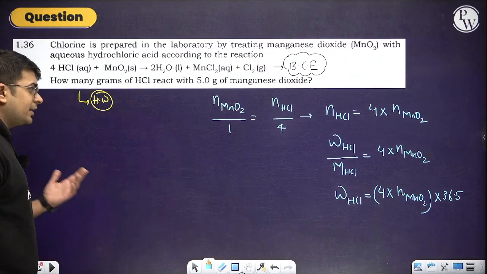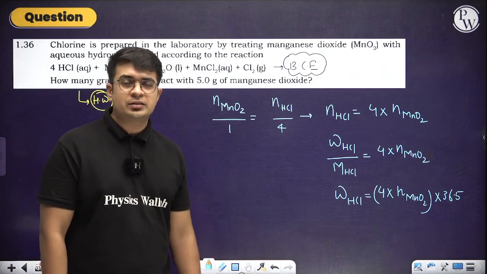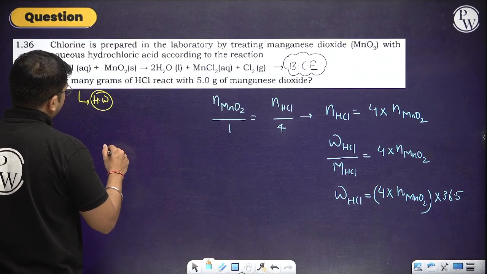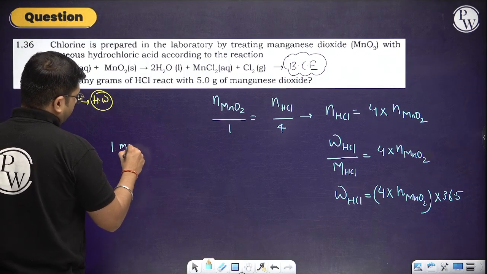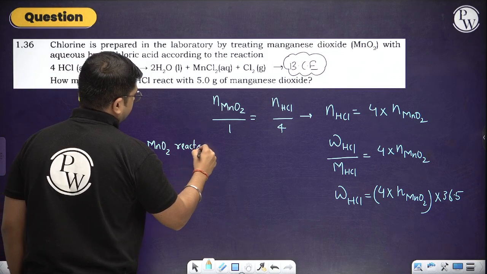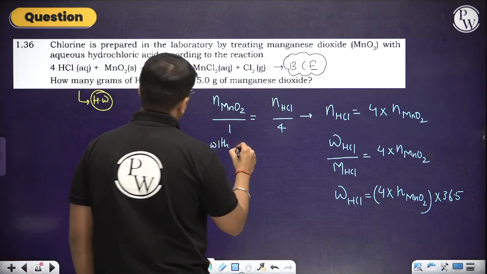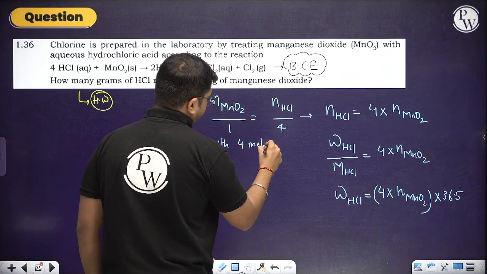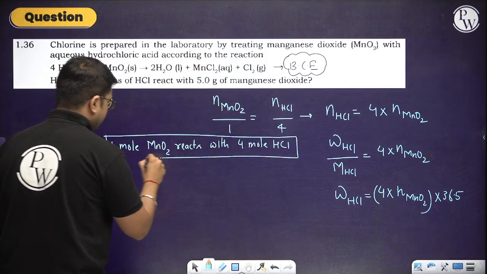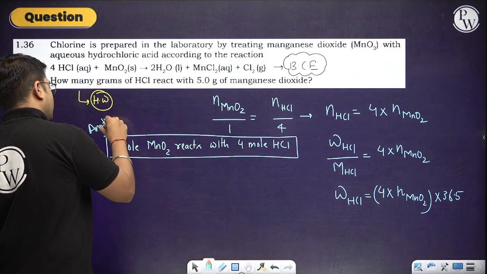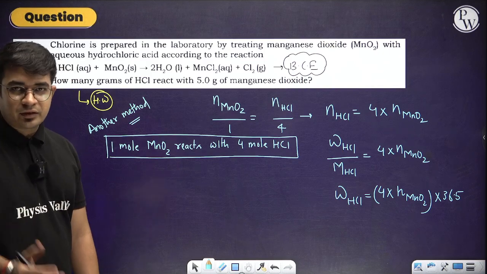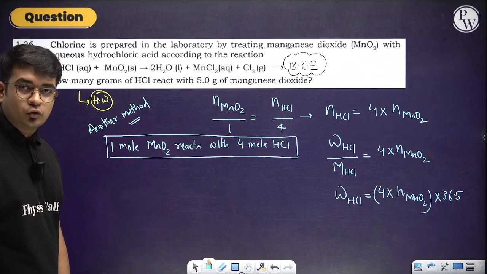There is another method by which you can solve these type of questions, which is basically the unitary method. So you know that 1 mole MnO2 reacts with 4 mole HCl. Those who want to solve this question by unitary method, I am giving this particular part, that 1 mole of MnO2 reacts with 4 moles of HCl.